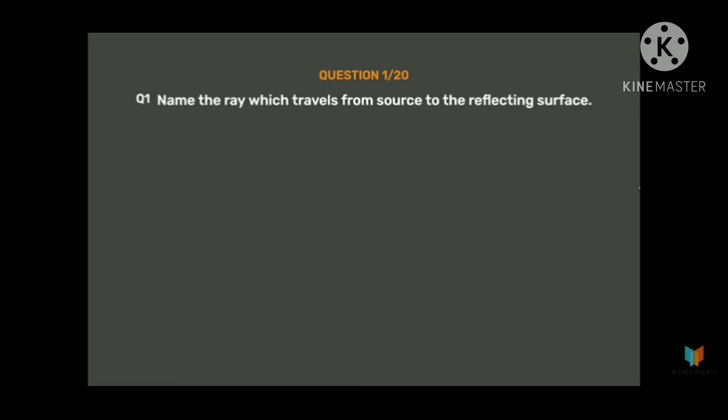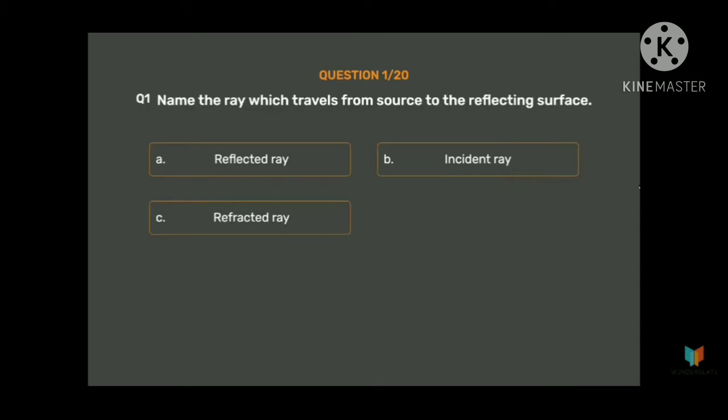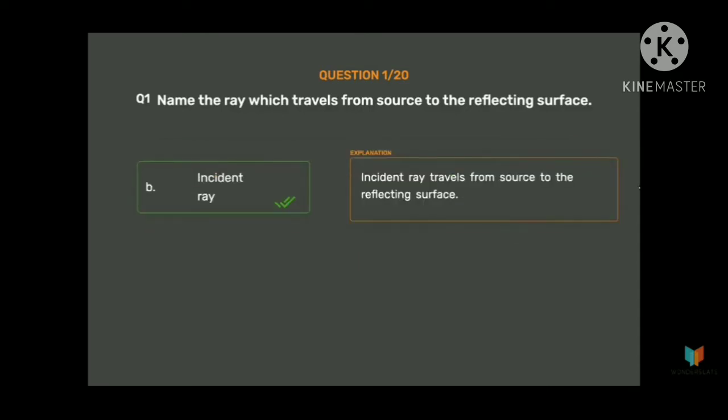Today's quiz is light. Question number 1. Name the ray which travels from source to the reflecting surface. Option A, reflected ray. Option B, incident ray. Option C, refracted ray. Option D, none of these. The correct answer is option B, incident ray. Incident ray travels from source to the reflecting surface.